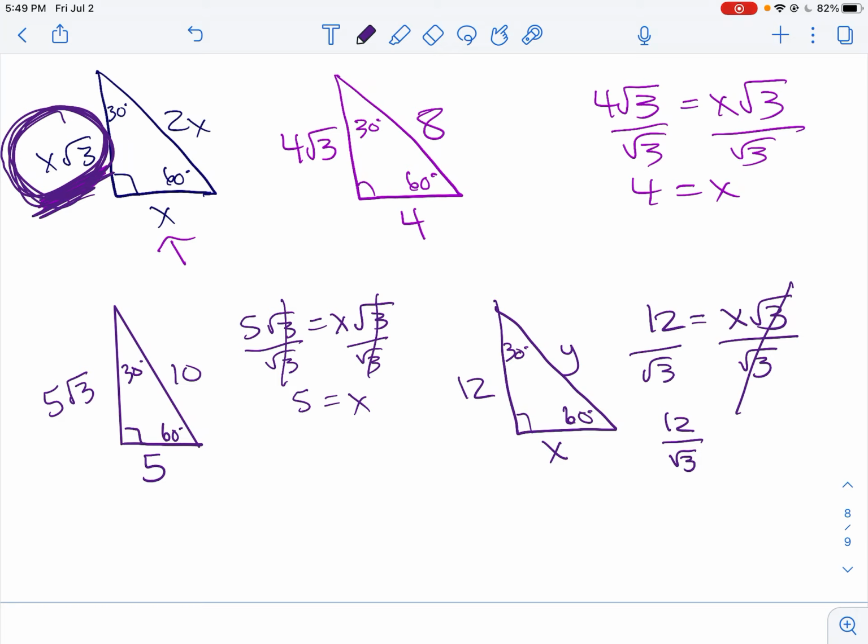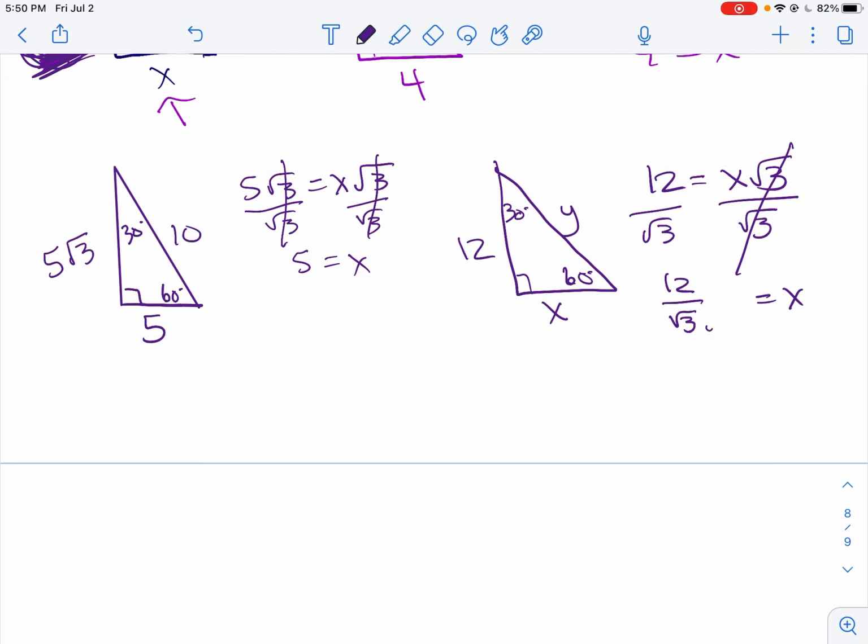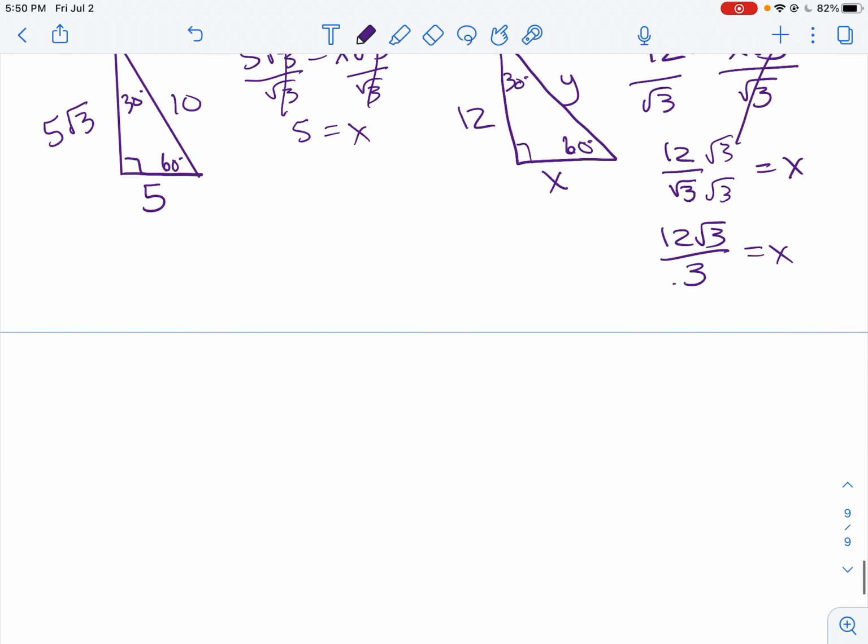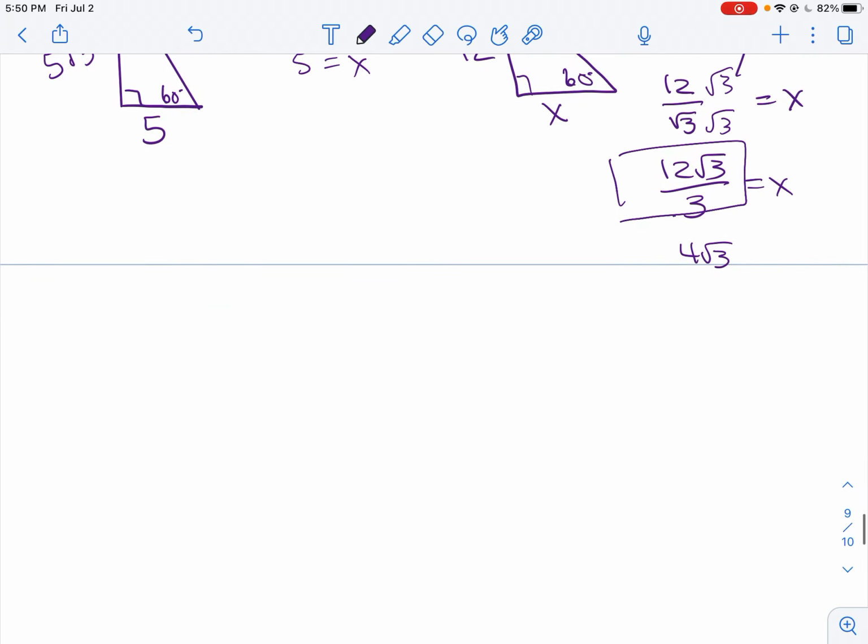So now I have 12 over radical 3. Well, guys, can't have a radical in the denominator. So I'm going to multiply the numerator and the denominator by radical 3. When I do that, I get 12 radical 3 over 3. I'm going to leave it like that for a minute because there's a reason behind it, or I'll simplify it. It simplifies to this, but we want to look at this part right now.